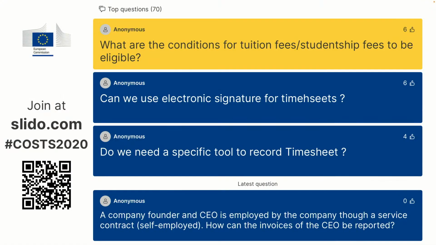Okay, next, I think we can combine the next two questions about electronic signatures for timesheets. So can we use electronic signature, and do we need a specific tool for recording the timesheets? You want to take it, sorry? Maybe you take the electronic one, and then you can take the next one, please.